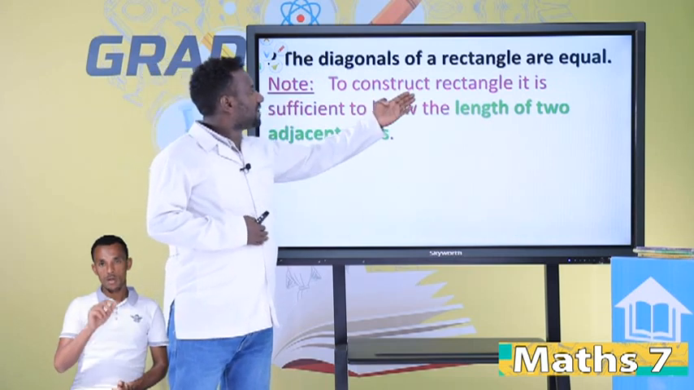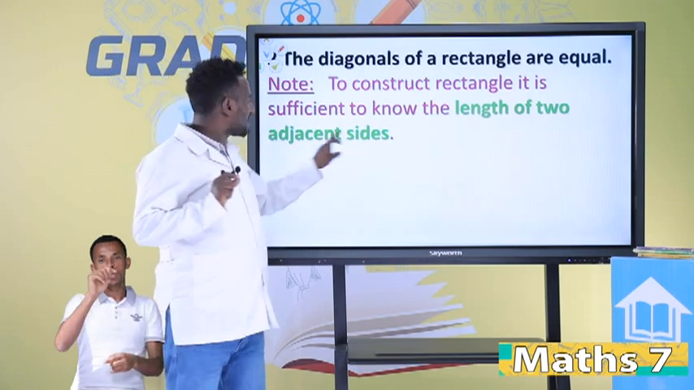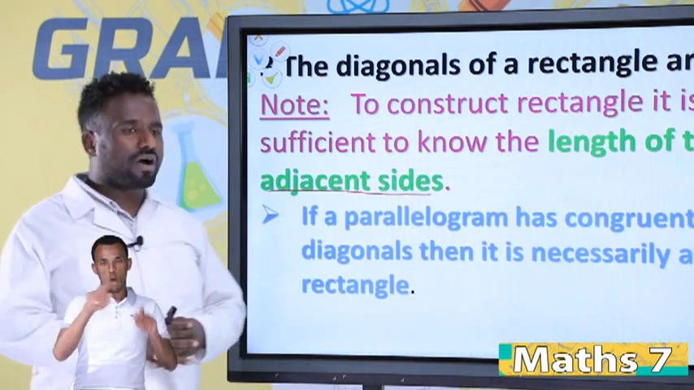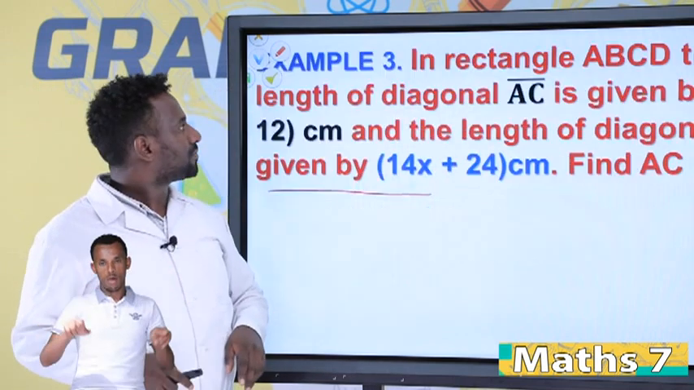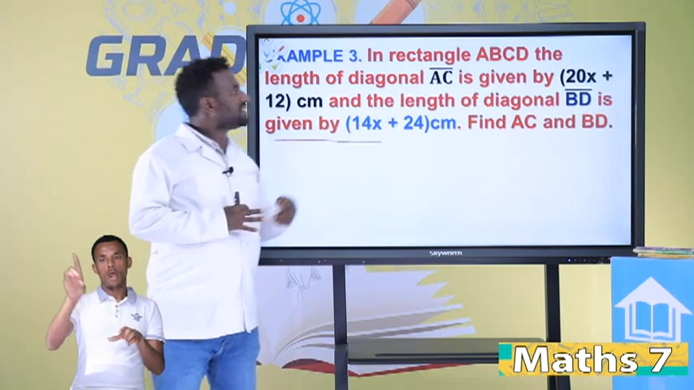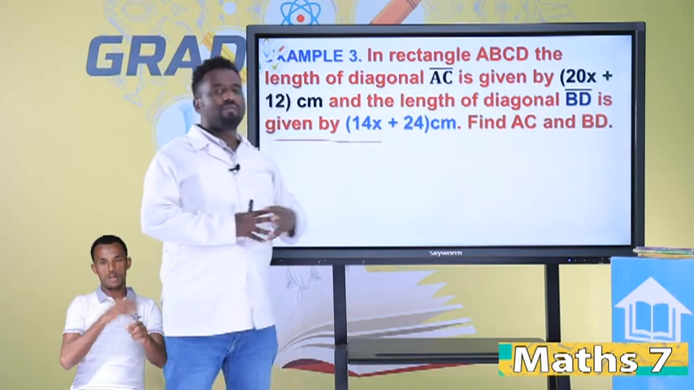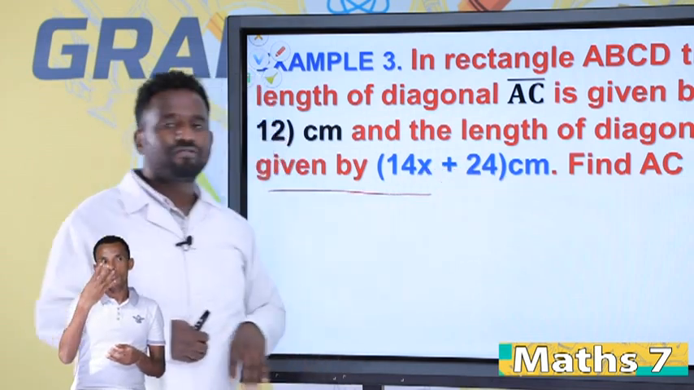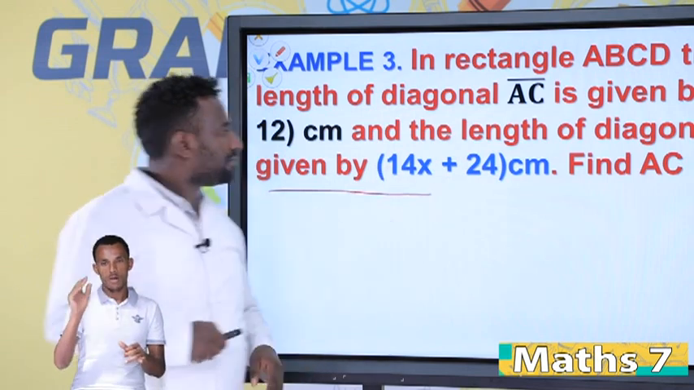To construct a rectangle, it is sufficient to know the lengths of the 2 adjacent sides. If a parallelogram has congruent diagonals, then it is necessarily a rectangle. Example: in a rectangle ABCD, the length of diagonal AC is 20x plus 12, and the length of the diagonal BD is given by 14x plus 24 centimeters. Find the lengths of AC and BD.